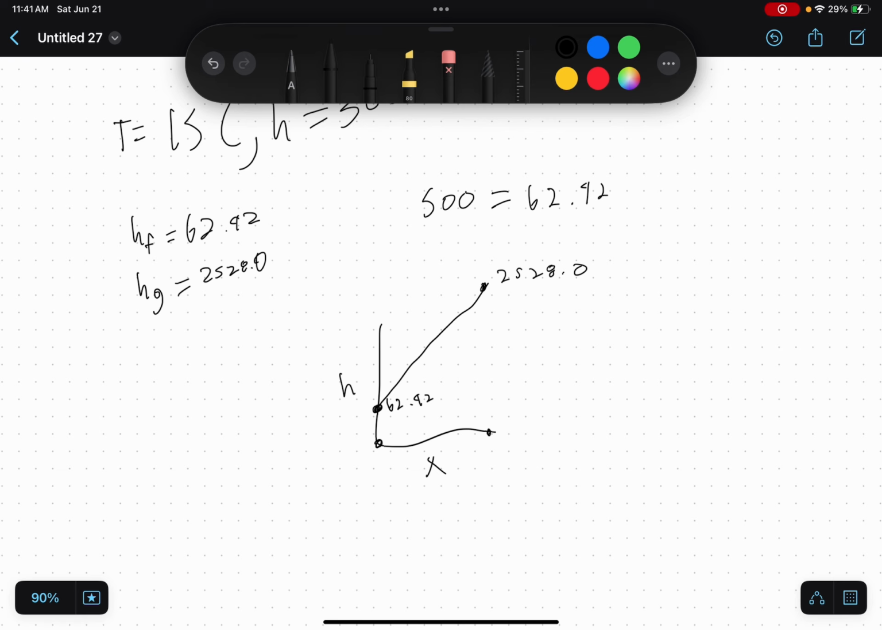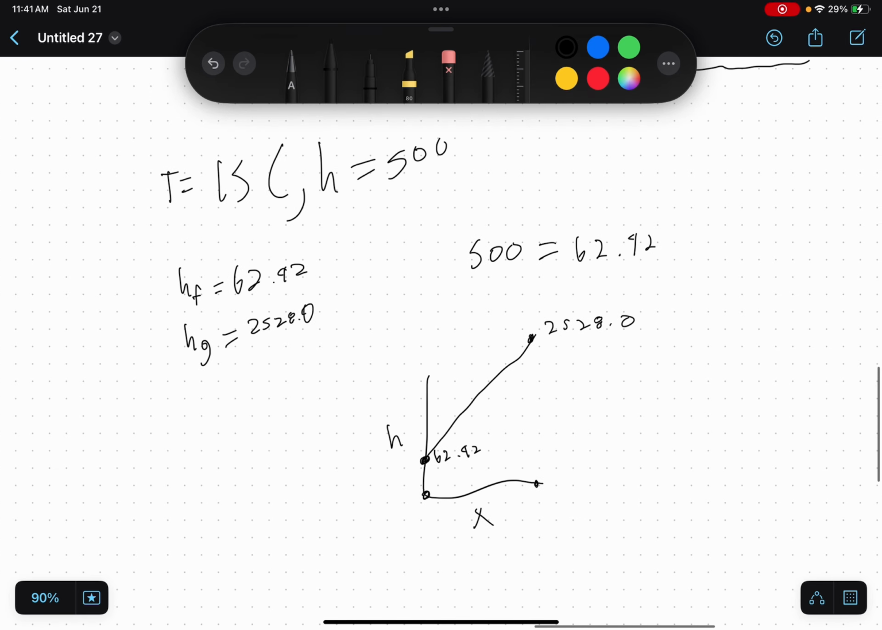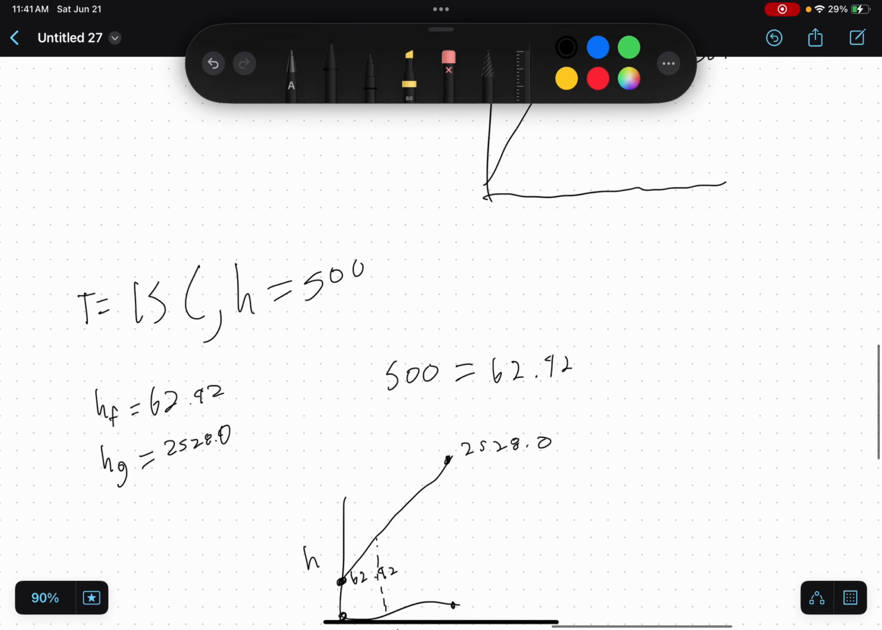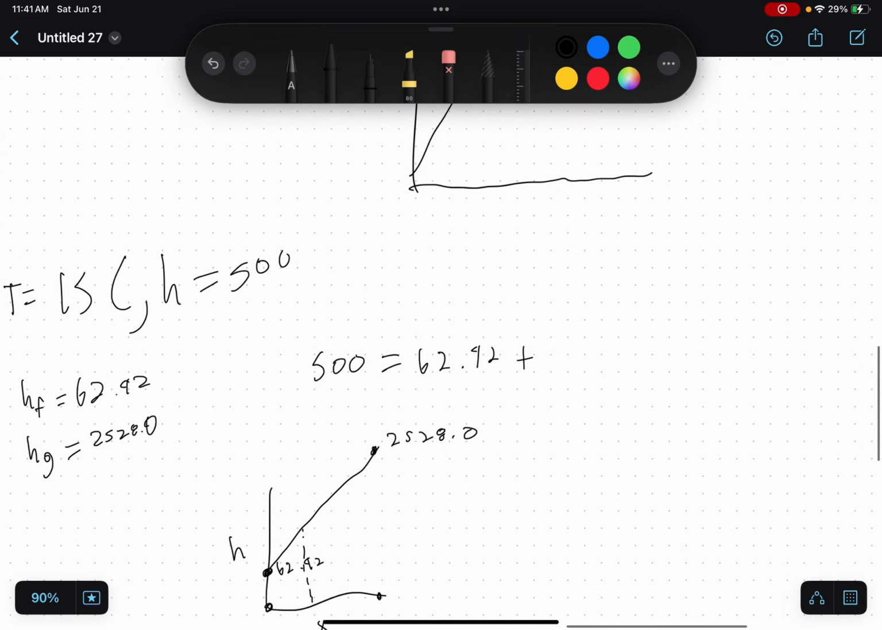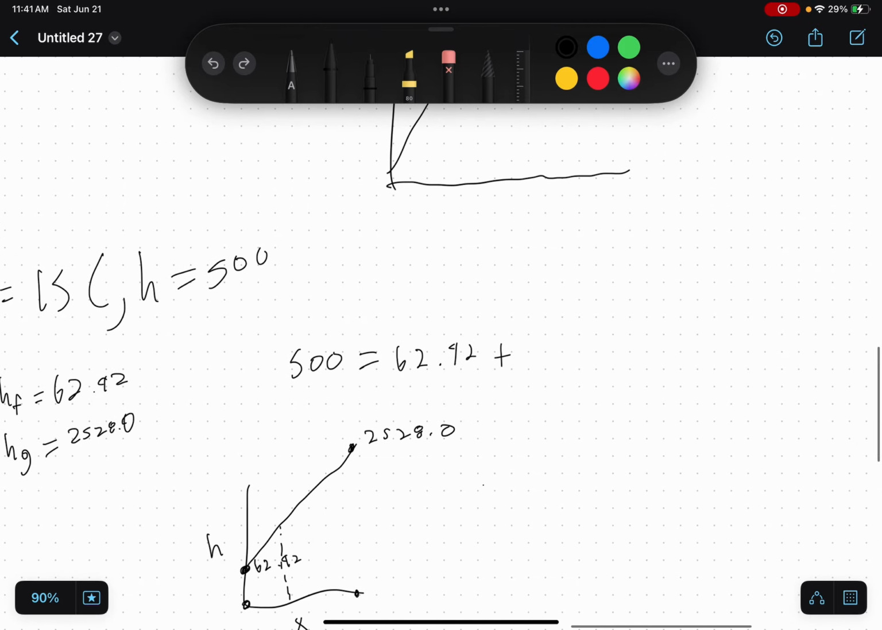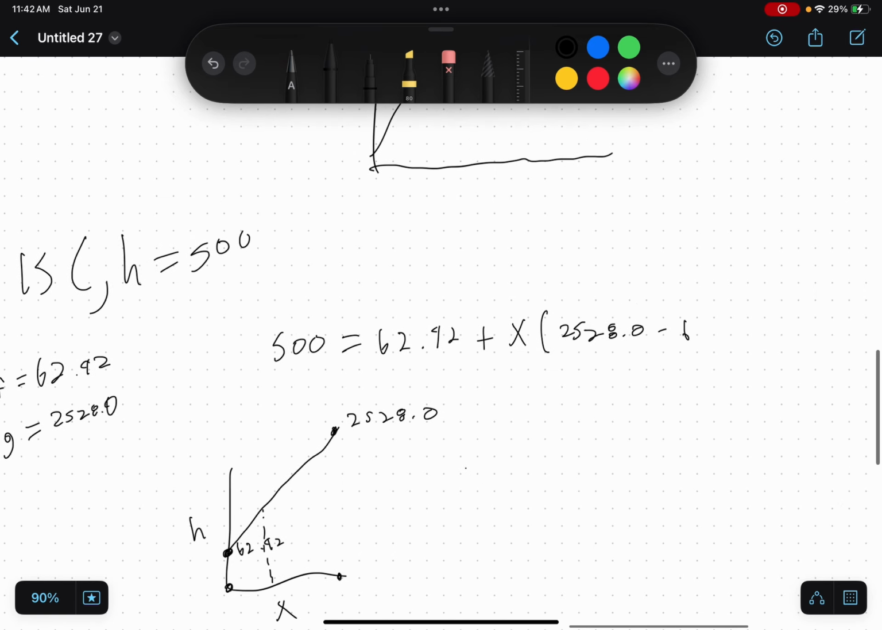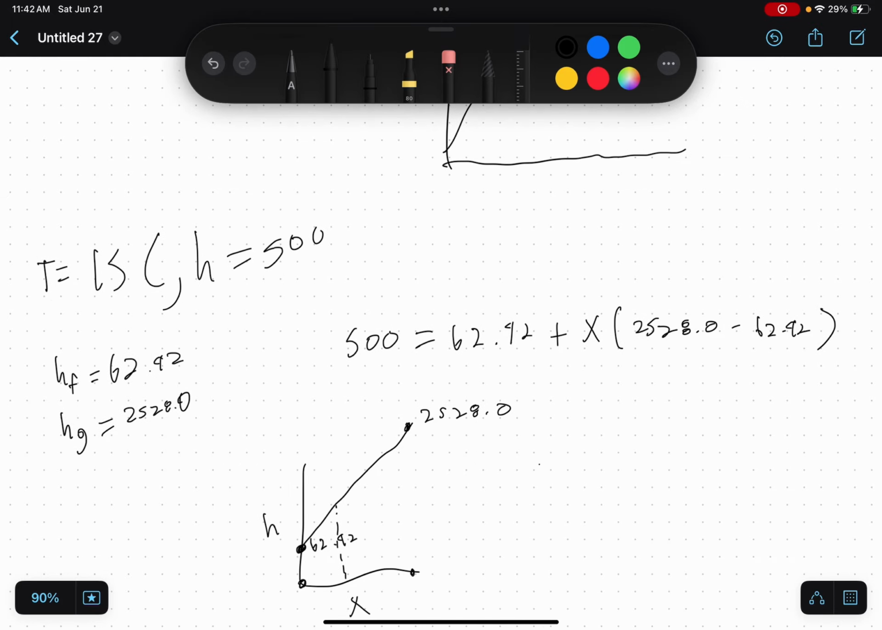Okay, so if our quality is 500, we'd probably be closer to 0% than to 100%. So that's a good check. But let's actually do the math. Plus quality times hg minus hf for the slope. Okay, let's do the math.